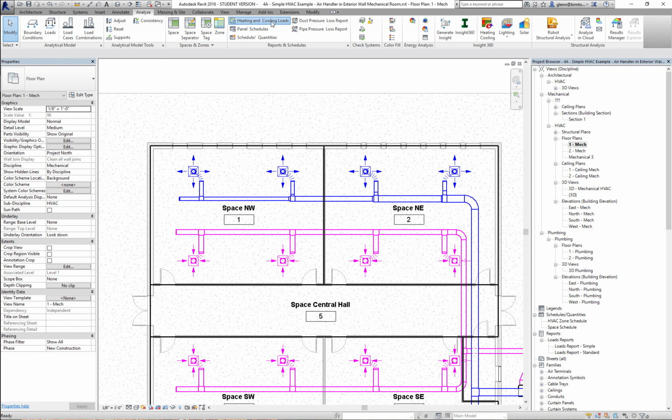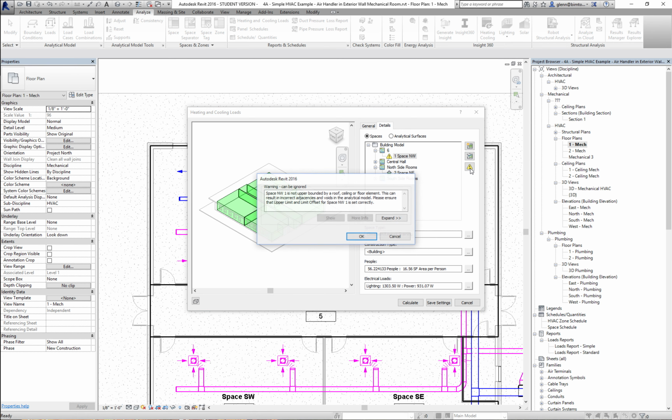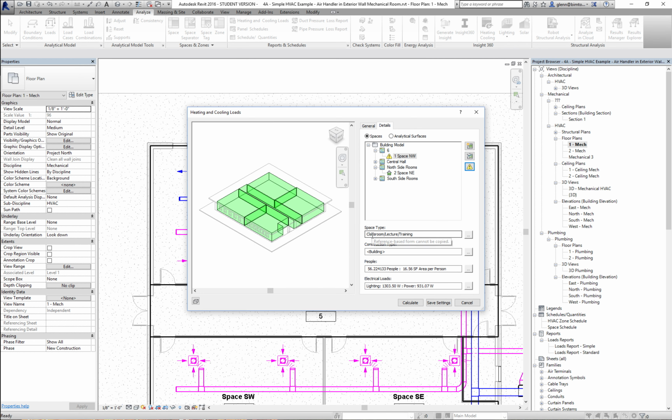But if I come back over to my heating and cooling loads report now, see what's going on there. Okay, notice that one has that little exclamation point. That little exclamation point means there's just something that's not right about it. There's a warning associated with it. So it's not bounded by a roof, a ceiling, or a floor element. This can result in inaccurate numbers. So always check that. Make sure your spaces are bounded properly.